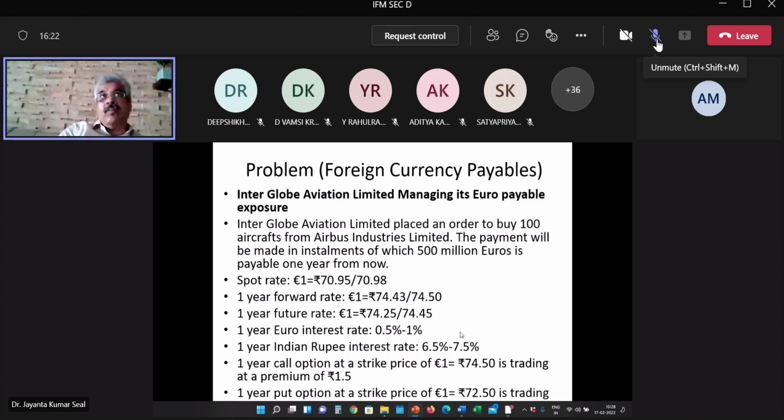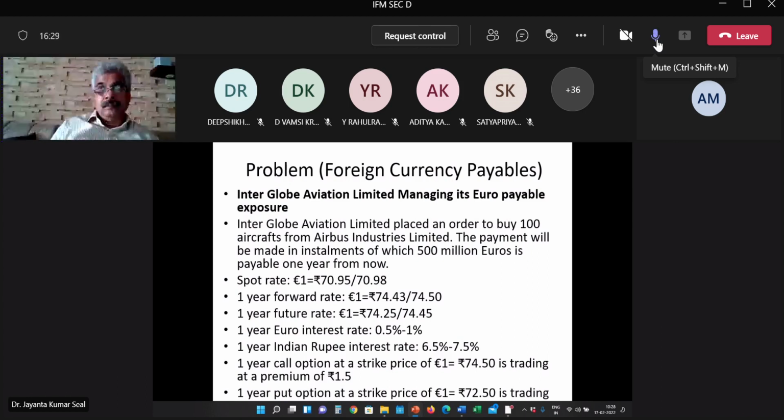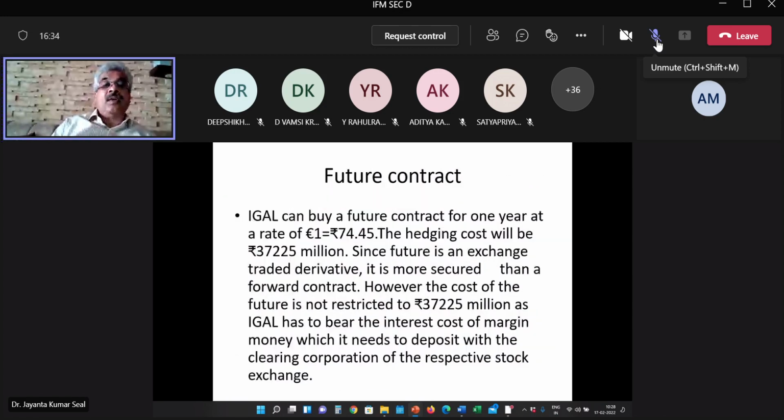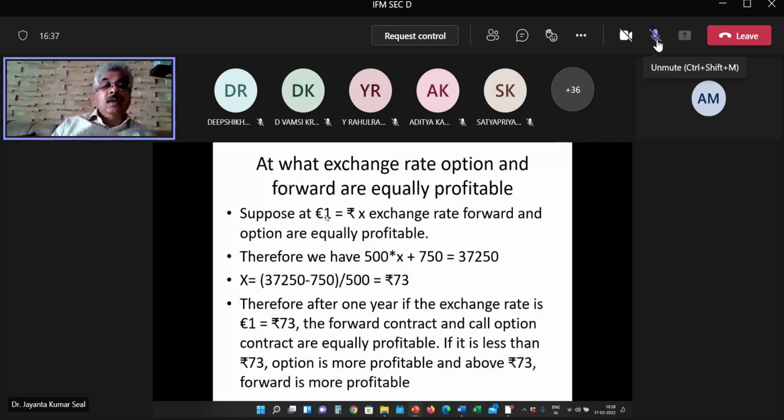So there must be an exchange rate where both are equally profitable. At what exchange rate are option and forward equally profitable? Suppose at X exchange rate, forward and option are equally profitable. So if the exchange rate is X, how much money do you pay from option? 500 into X. But you paid a premium of 750, so your total cost is 500 into X plus 750. That must be equal to the amount you are paying for forward, it is fixed, 37,250.